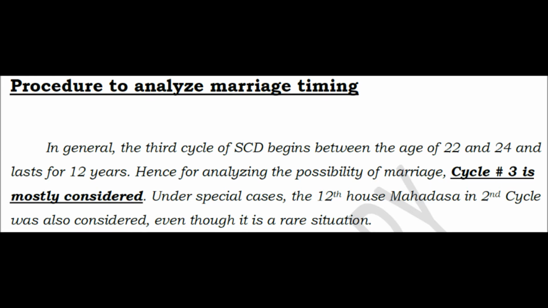So in most cases, it is either in the second cycle, the 12th house Mahadasa, or the third cycle, the first, second, fourth, fifth, 7th and 12th house Mahadasas. These are the 6 Mahadasas that you have to concentrate on while analyzing or predicting the possibility of a marriage for a native. And the following steps: first, once you calculate the Sudharshana Chakra Dasa, you identify the lords for the first house, the 2nd, the 4th, the 5th, 7th, and 12th houses.